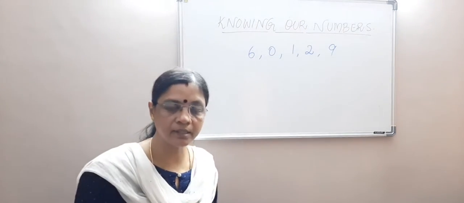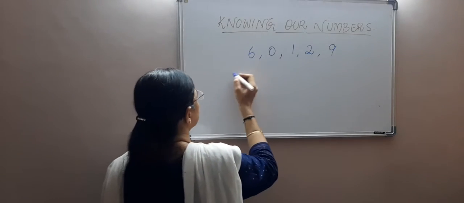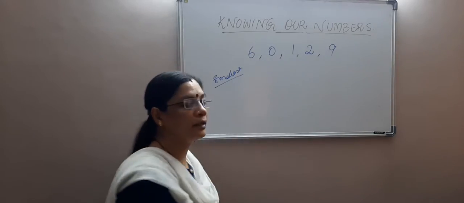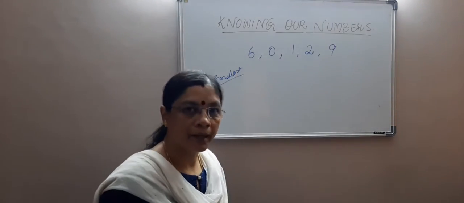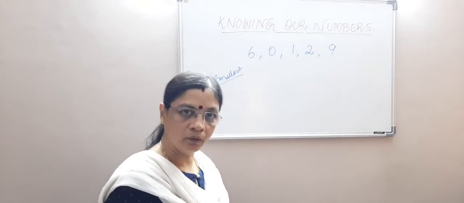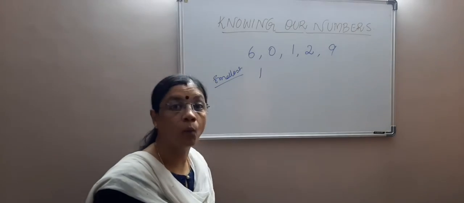Here there are 5 digits. I need to build a number with 6 digits. So how do I do it? First I need to find the smallest number. Which is the smallest number here? Naturally 0. But does any number start with 0? No, it should not start with 0. So I start with the next smallest number, 1.